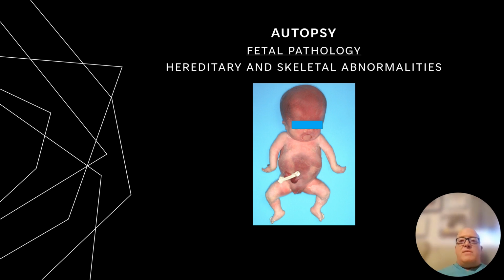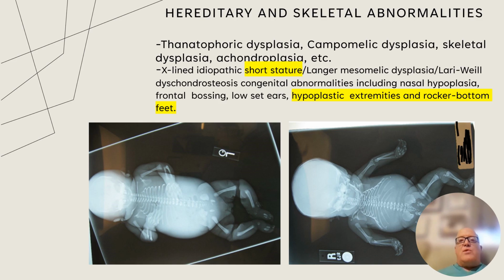Autopsy. With fetal autopsies with congenital abnormalities of the skeletal system, we often radiograph these little guys, and you can identify the short stature, hypoplastic extremities, and rocker bottom feet, which are associated with certain skeletal hereditary abnormalities. It is important to identify these and figure out which syndrome or whatever hereditary congenital abnormality they are placed into. So you use it with fetal autopsy cases.